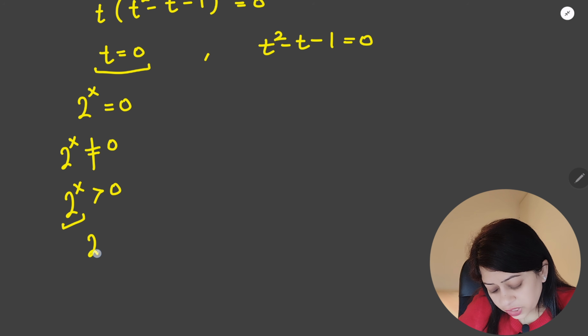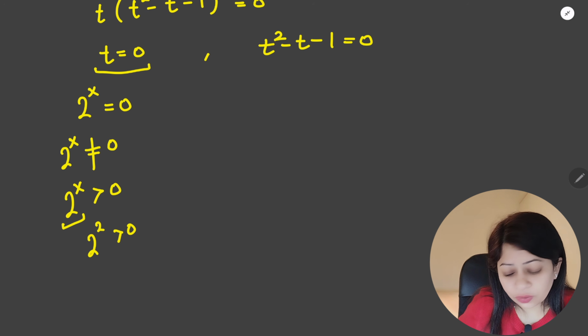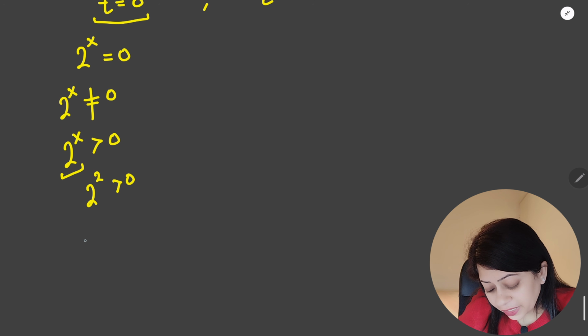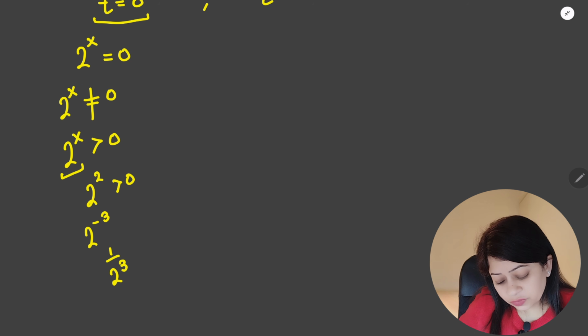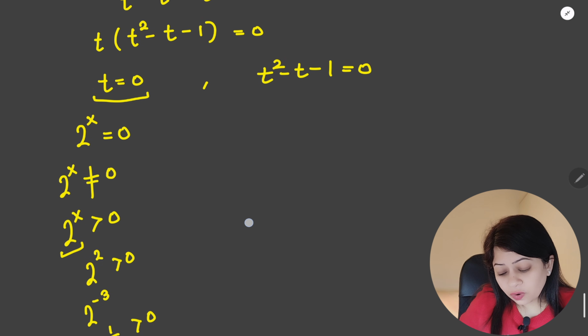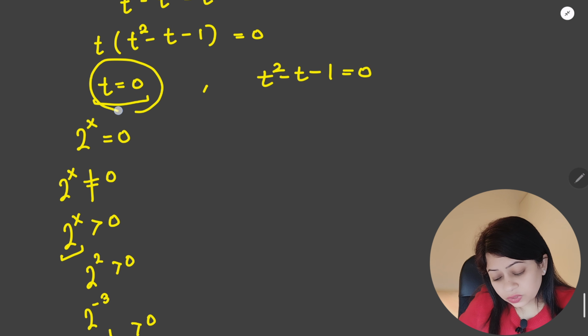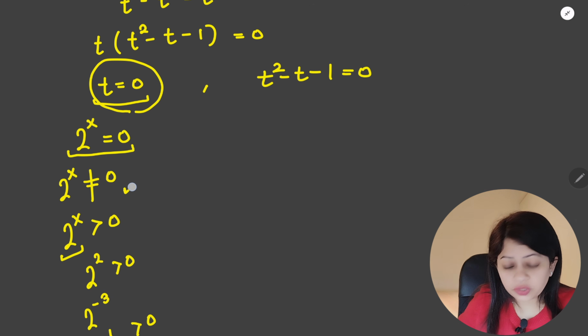Suppose I take positive value, I take 2 square. It will be obviously greater than 0, right? Suppose I take negative value. What will be the negative value? Suppose I take minus 3. What is 2 raised to power minus 3? It is 1 by 2 cube. It is 1 by 8. This is also greater than 0. So that means we cannot consider t as 0 since 2 raised to power x cannot be equal to 0.